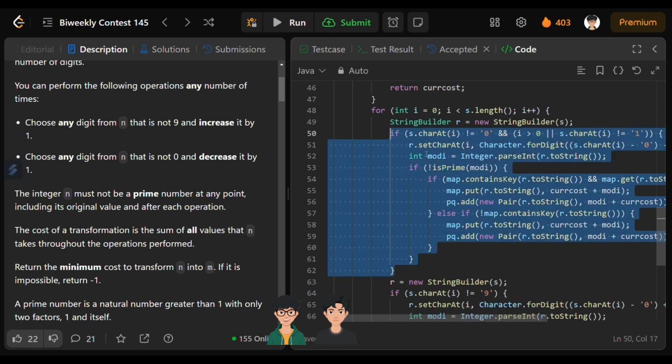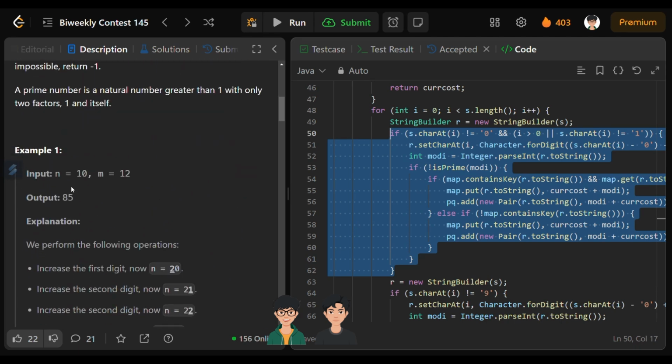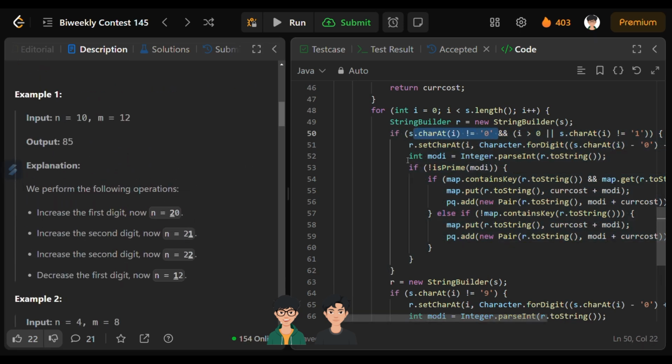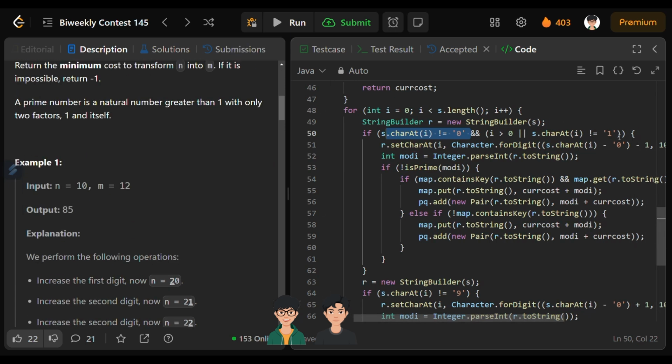So in this, we are doing nothing special; we are just trying all the possibilities. If we take an example, 10, what are the possibilities? We go character by character. We can increase 1 to 2, so 20 is an option. We can also decrease 1 to 0, but we will not do that. Why not? Because of the condition that numbers cannot contain a leading 0. So that's why that condition is here.